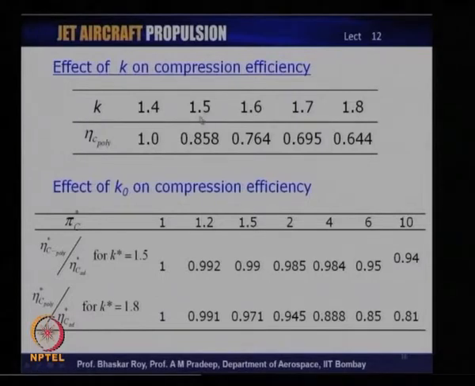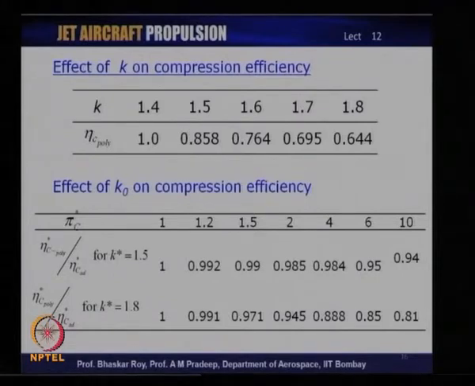Now, if the value of K is 1.5, the efficiency starts falling, and if it goes all the way up to 1.8, the efficiency of the same compression process would fall all the way to 0.644, which is only 64.4%, which is a rather low efficiency. So, we can see that the compression efficiency would be dependent quite a lot on the value of K, and the value of K of course, depends on the real polytropic process that the compression is executing.